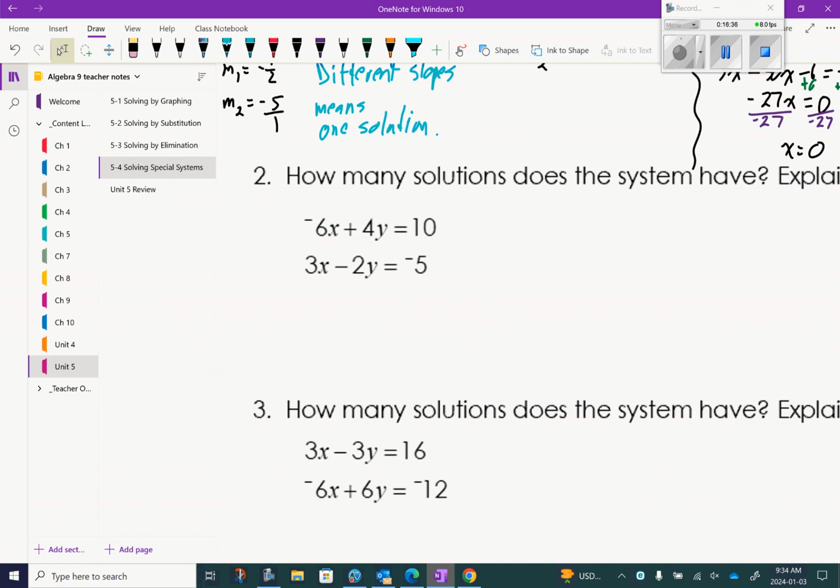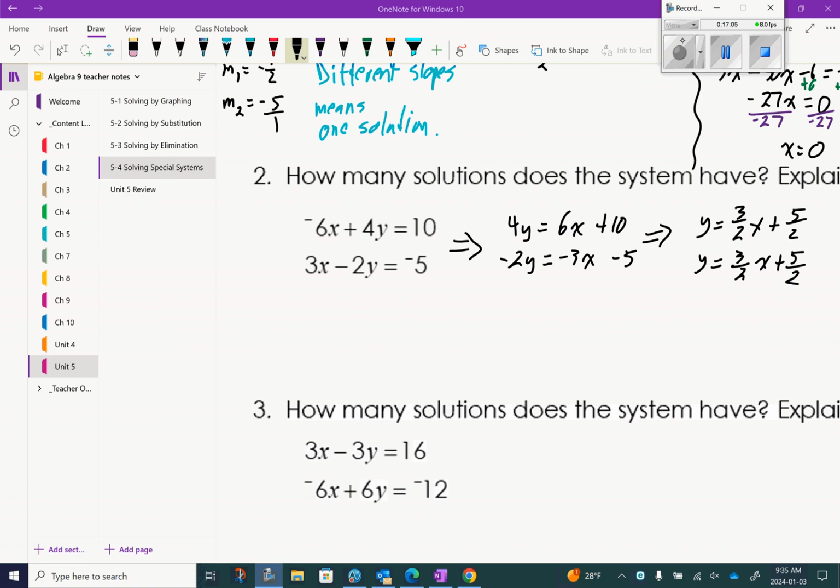How many solutions does this system have? Well, again, in this case, we need to put both of them in slope-intercept form. So let's do that now. Use inverse operations to move the x to the other side. So for the first one, we'll add 6x. For the second one, we'll subtract 3x. Then divide by the y coefficient.